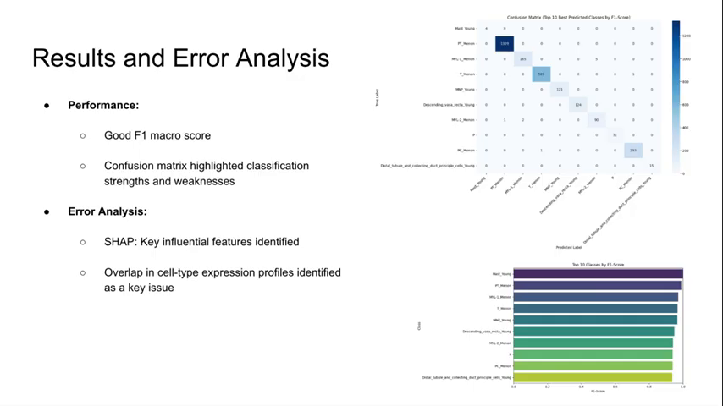So the result of this was that the model delivered a solid macro F1 score, but the confusion matrix revealed trouble distinguishing between closely related cell types. Using SHAP, I saw that principal components 1 and 2 drove most of the predictions. That's not ideal. Over-reliance on just a couple of features hints at potential overfitting. Also, some cell types were consistently misclassified, suggesting the model wasn't capturing more complex patterns.